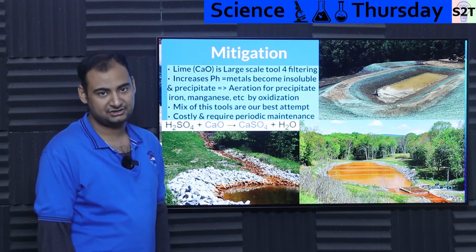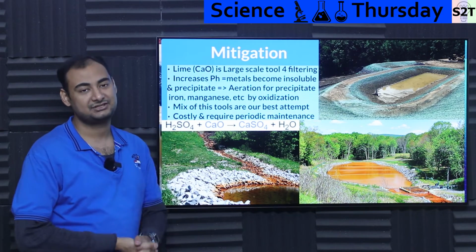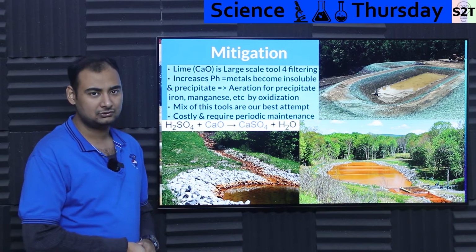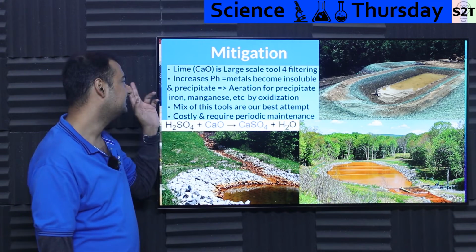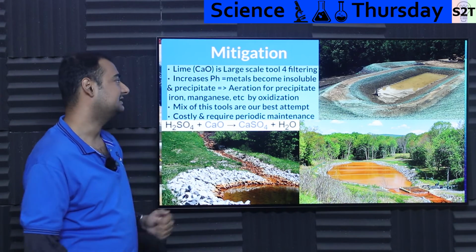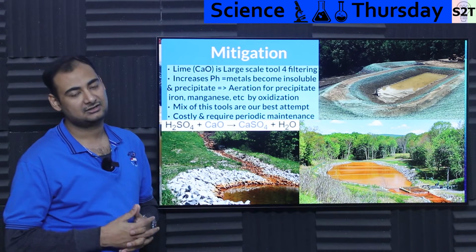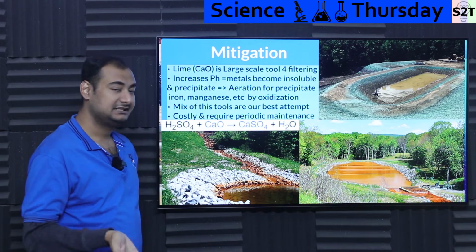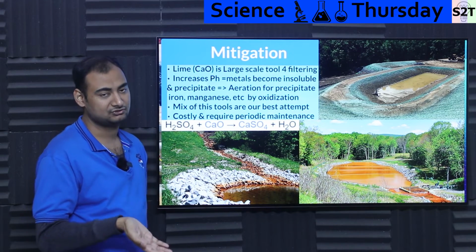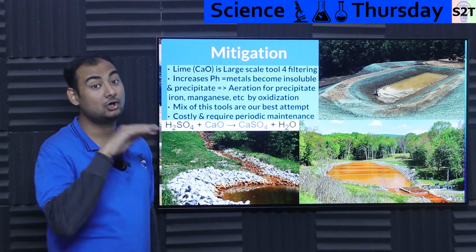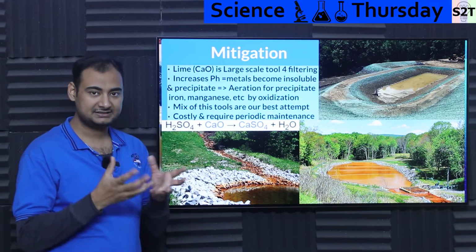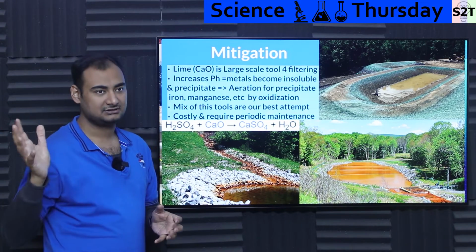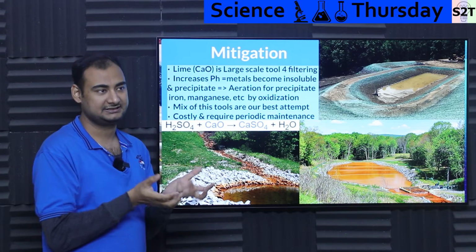So what is the mitigation strategy? Thankfully, we have done this for centuries, so we did understand that we gotta sort it out. Nature does have a natural tool to manage it, that is CaO, lime basically. It's a large scale tool that allows us to filter this out. So what happens? You introduce lime, it increases the pH. So instead of going from super acidic, it goes to mildly acidic or neutral, and that makes a scenario where metal that was leached out of the mineral bed is no longer stable there.